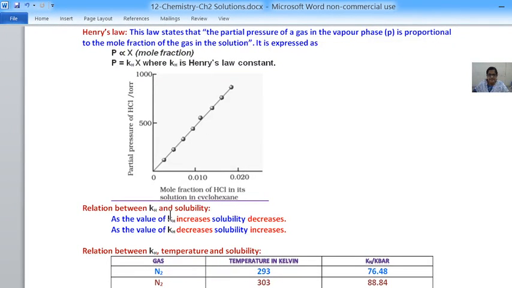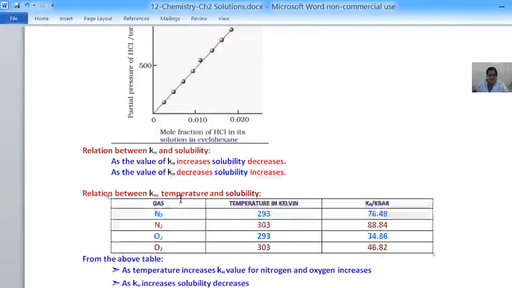Next, we will see the relation between Kh, Henry's law constant, and solubility. As the value of Kh increases, the solubility decreases, or as the value of Kh decreases, the solubility increases. That is, Kh and solubility are inversely related.